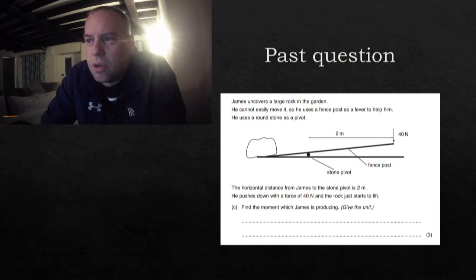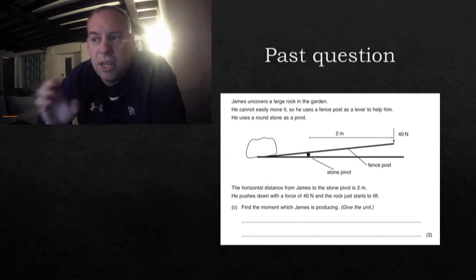James uncovers a large rock in the garden. He cannot easily move it, so he uses a fence post and lever to help him. He uses a round stone as a pivot. So here we've got a moment question. The horizontal distance from James to the stone is 2 meters. He pushes down with a force of 40 newtons and the rock starts to lift. So find the moment James is producing. You're going to need to use the equation that we've talked about, moment equals force times distance, to give us the moment. There's 3 marks.